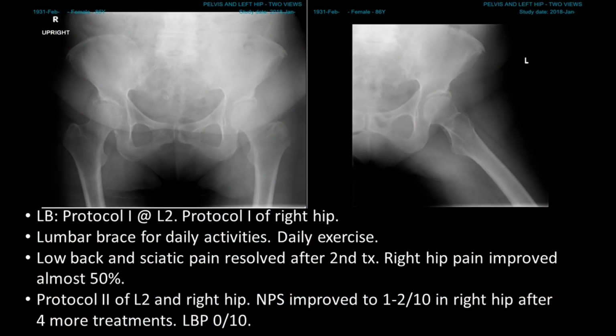So we did Protocol 1 on her lumbar spine, contacted L2, and Protocol 1 of her right hip. We recommended a brace and daily exercise. Her low back pain and sciatic pain resolved after her second treatment. That was quite surprising. She was in a lot of pain. Her right hip pain improved to almost 50% after just 2 treatments as well.